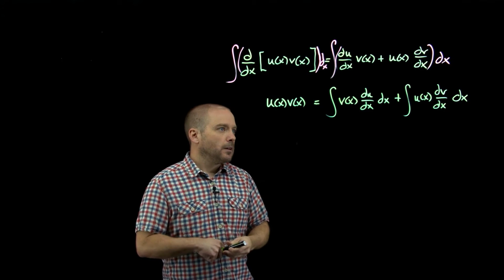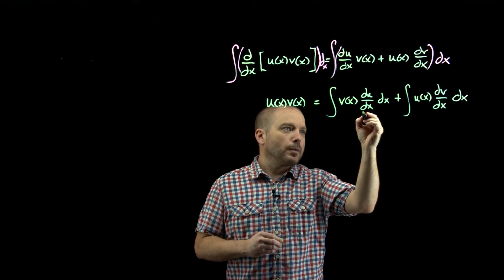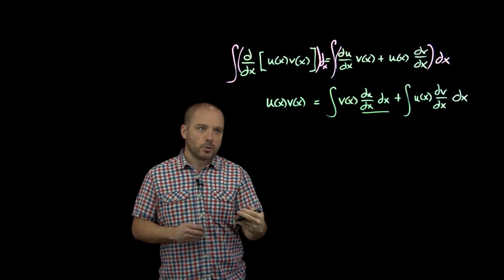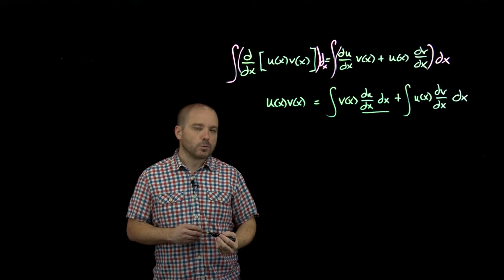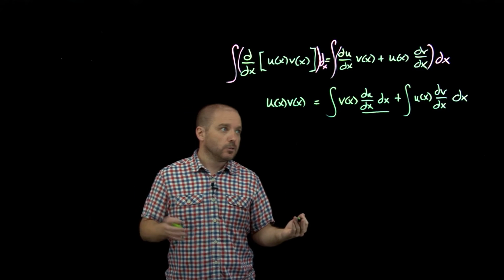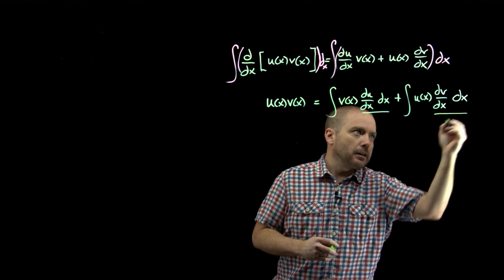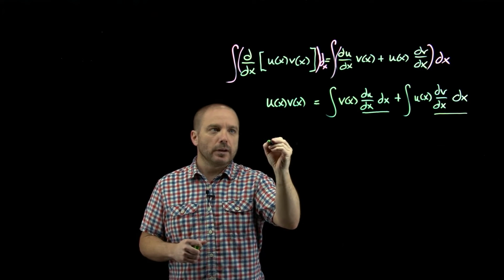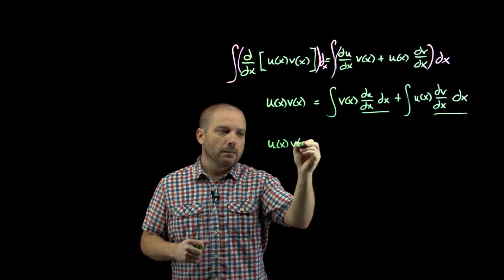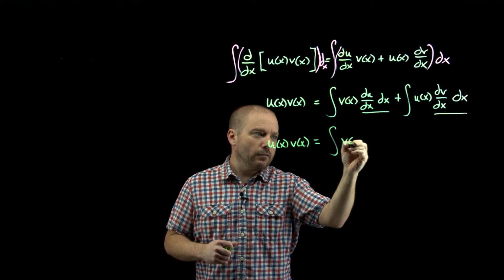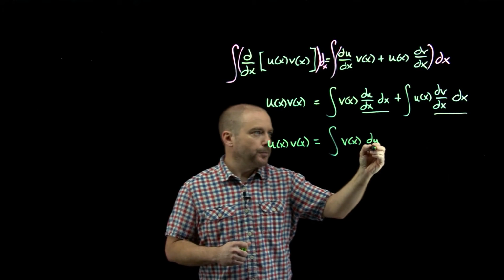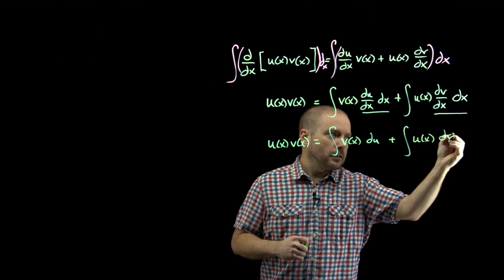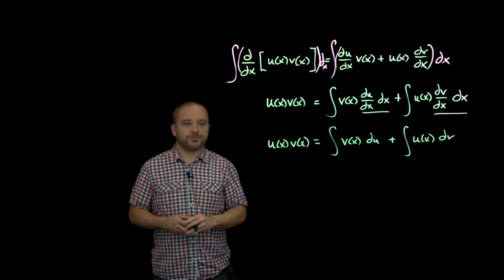Now, remember from Calc 1, that thing right there, du dx, the derivative of u with respect to x, times dx was what we defined as the differential du. And this thing, dv dx dx, was the differential dv. So I'm going to write it in that differential notation. So we have the integral of v of x du plus the integral of u of x dv.